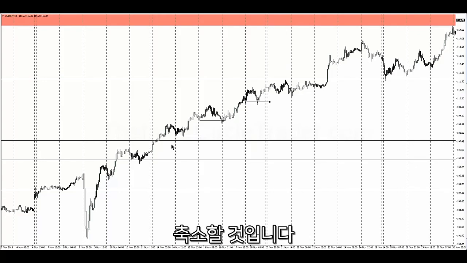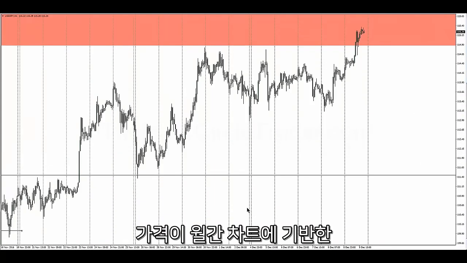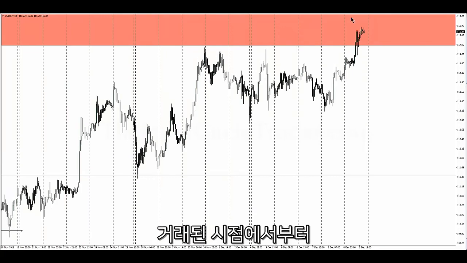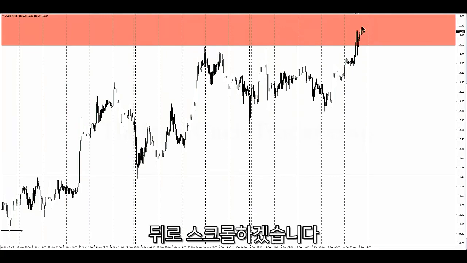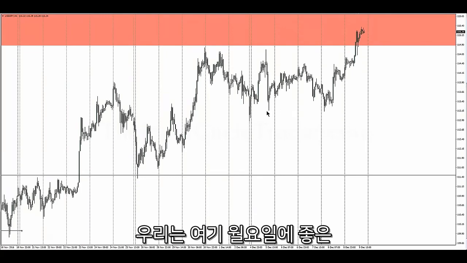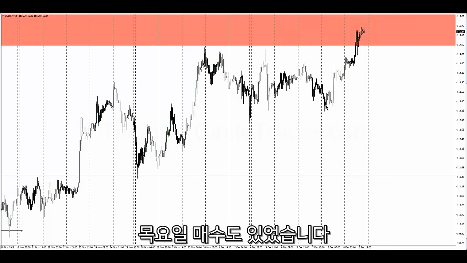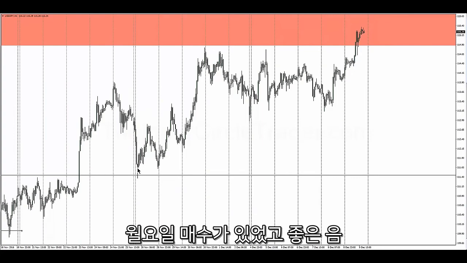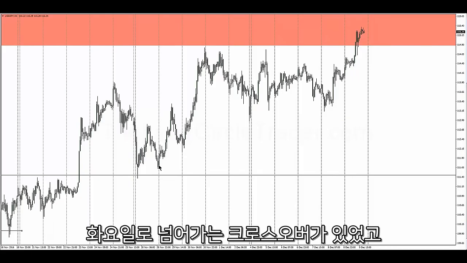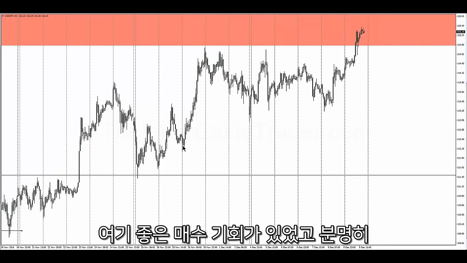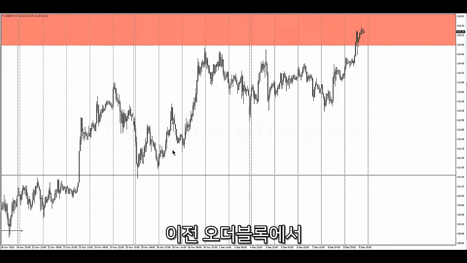So I'm going to zoom out to the hourly. I'm going to scroll back from the time at which price did trade up into the objective based on the monthly chart. We had a nice buying opportunity here on Monday. And there was a Thursday buy as well. We have a Monday buy, a nice, looks like a crossover into Tuesday. Nice buying opportunity here. Definitely a Wednesday buy in the previous order block here.